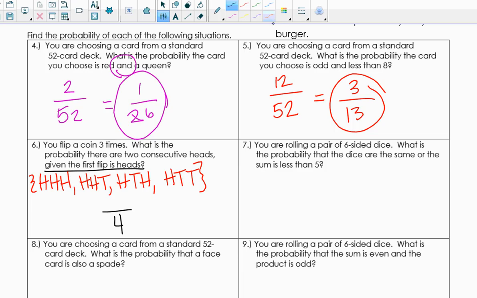Out of those 4, what is the probability there are 2 consecutive heads? Okay, it doesn't say exactly 2. So that counts and that counts. So it's 2 out of 4. Your answer is 1/2.